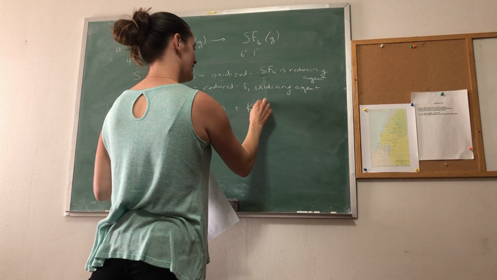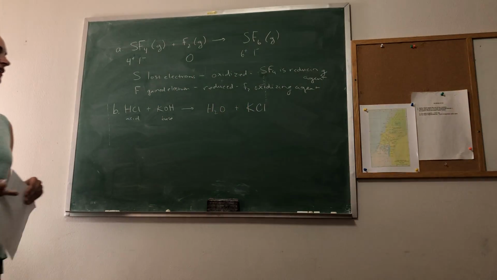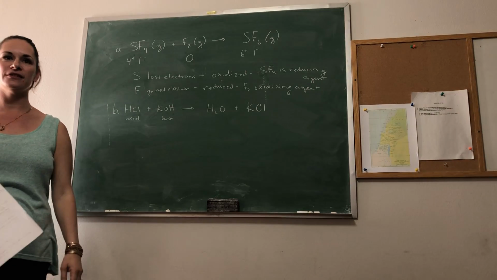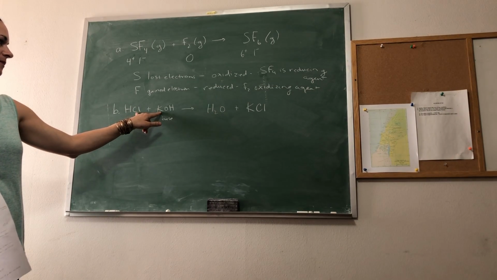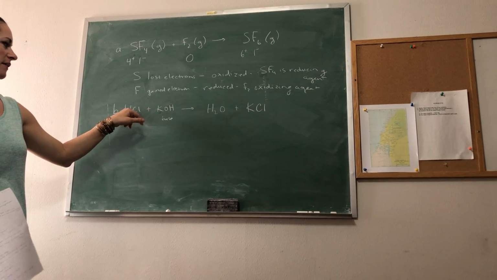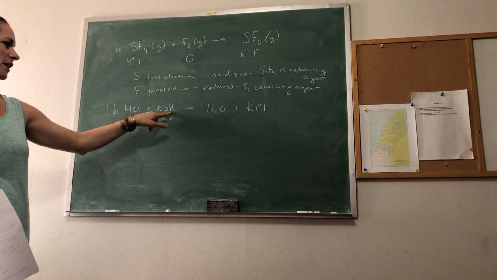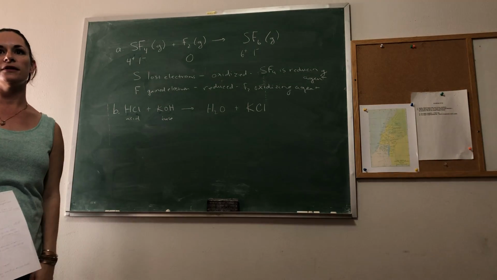Potassium chloride. Yes, so this is essentially a double displacement reaction, right? This chloride and this potassium are going to get together, and this hydrogen and the hydroxide are going to get together to form water. Okay.